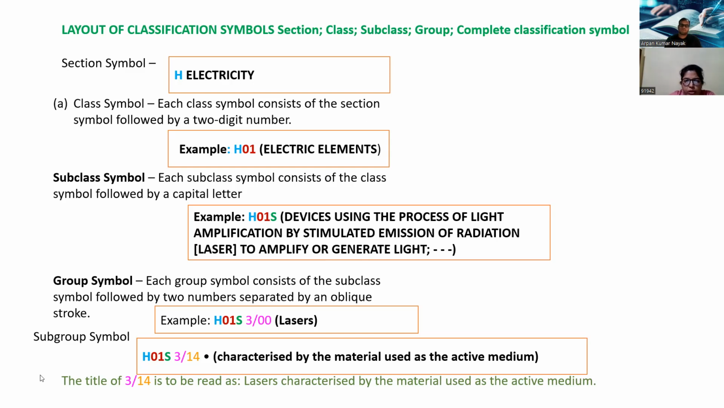Now in case of the group symbol, which is shown here by 3/00, this is our group symbol, which is for our main group, and this is for the lasers. If we just want to find that our invention is related to lasers, we will type this in the search window, and we'll get the relevant patents from this class code system.